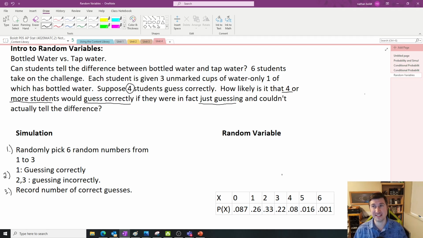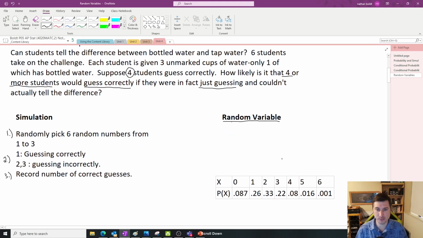Now, that's tedious. All right, we got to generate random numbers. We have to do it over and over and over again. We have to record it over and over again. We have to make a dot plot to figure all this stuff out. It's kind of tedious. So instead, another option is to use what's called a random variable. All right, and it starts out super simple. We are very creative in math. Our random variable is going to be x. That's the way we roll.